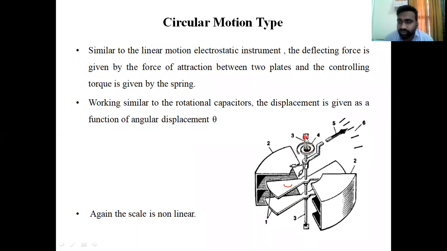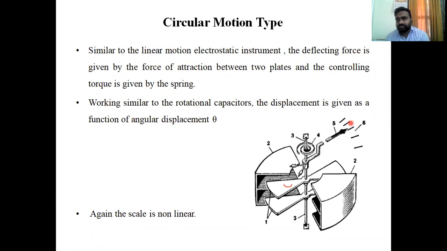This is our control spring. So altogether, the fixed vane, moving vane, needle and all are pivoted on a spindle. This vertical conductor is nothing but the spindle. Controlling torque is achieved with the help of a control spring, and with respect to the spindle we connected the needle. See, this is the needle and this is a scale.